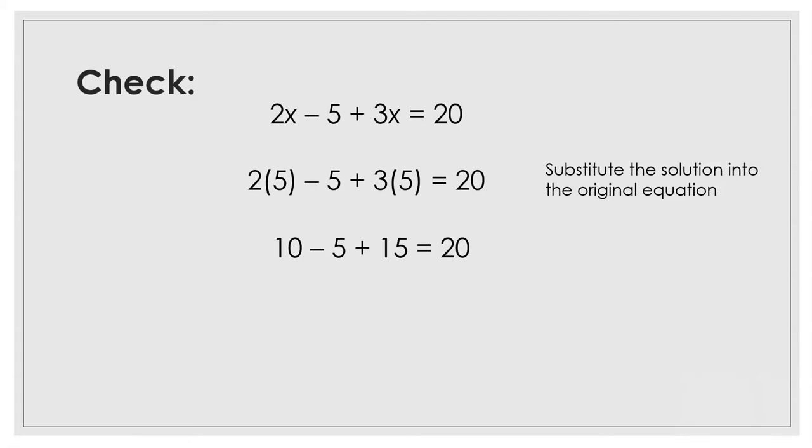So 10 minus 5 is 5. 5 plus 15 is 20. Since we get the same number on both sides, 20 equals 20, that means that our original solution of x equals 5 was correct. And this one's done.